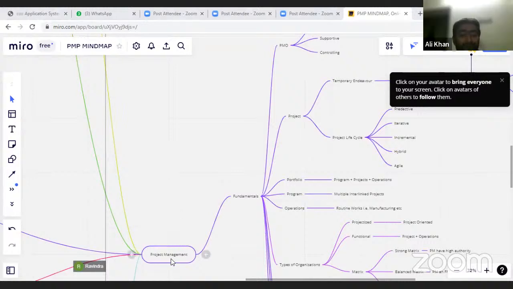Okay. First of all, project management. In project management, we have fundamentals, and in fundamentals, there is a definition of the project. That is, the project is a temporary endeavor.